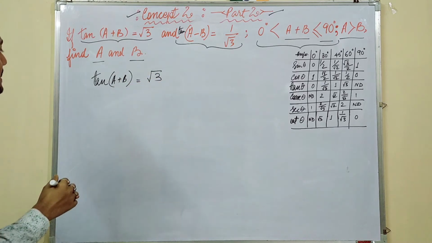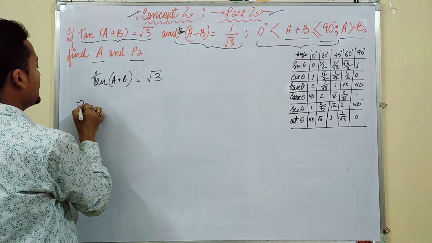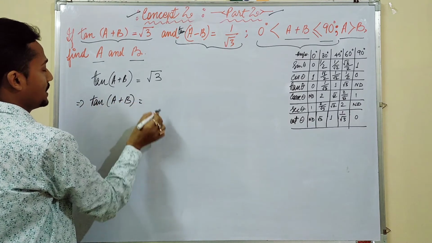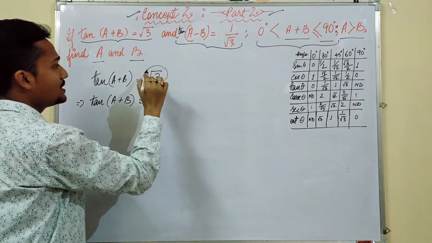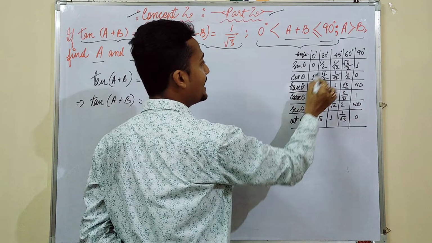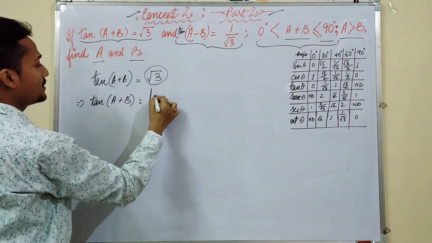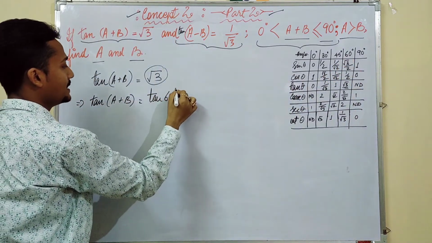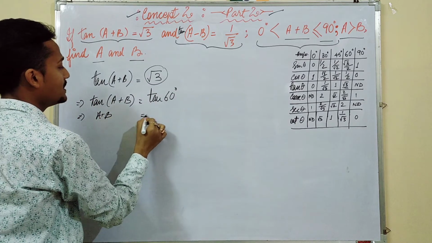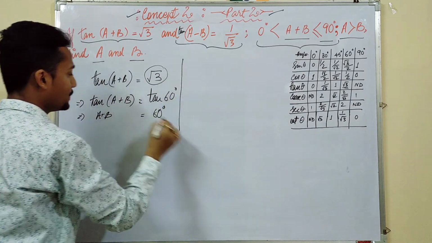So tan(a plus b) is equal to root over 3. What can we write? Tan(a plus b) is equal to root over 3. You check in the tan table, where is root over 3? Here. That means tan 60 is equal to root over 3. So write tan 60 degree. So tan will be removed. A plus b is equal to how much? 60 degree. This is one.